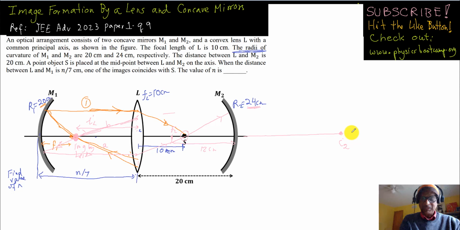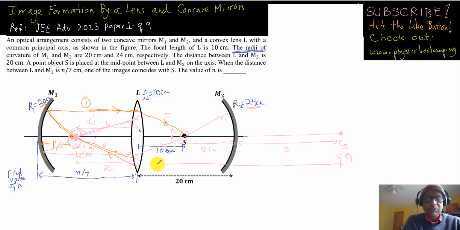Okay, so we know this is one way you can form it. So this image of mirror 2 is the object of the lens, and this is the image of the lens. Let's call this X, and let's call this Y. And from this, for the object, we need a distance from here all the way back to the lens. So let's call this Z.